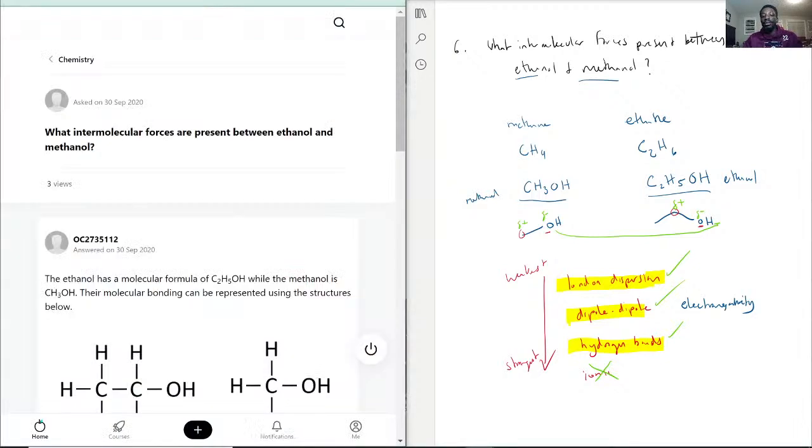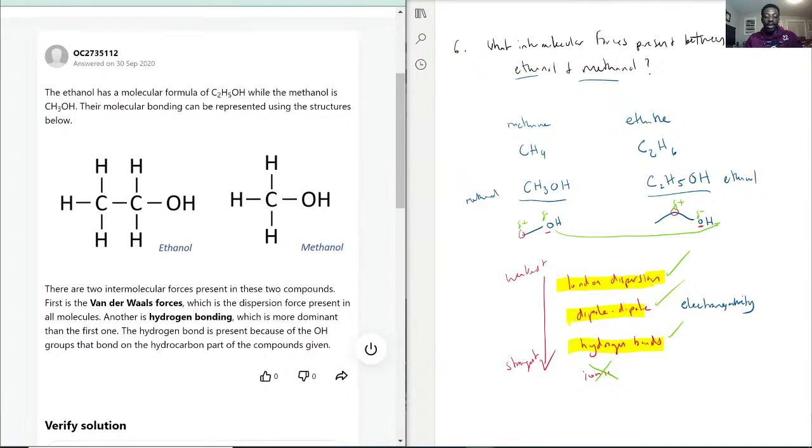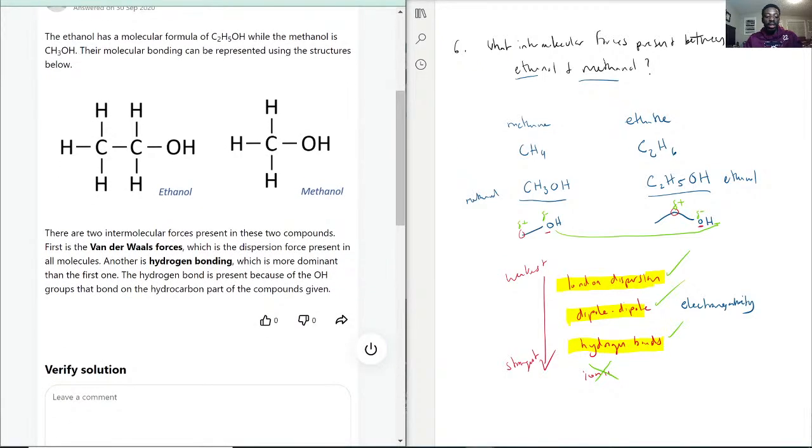And typically, maybe not always the case, but typically if you have a hydrogen bond, you most likely have dipole-dipole, because whatever the oxygen is attached to on the other end, or nitrogen or fluorine, they're forming that dipole disparity, where one side is a little bit more positive and the other side is more negative. So we have the pictures correct for ethanol and methanol, so that's good. They talk about the van der Waals forces, which is the London dispersion, okay? And the other one is hydrogen bonding, which is more dominant than the first one.